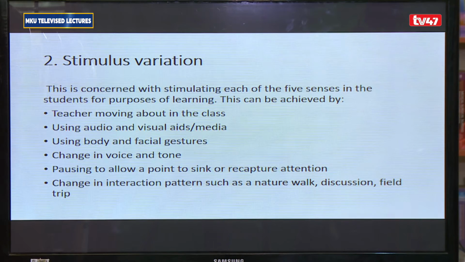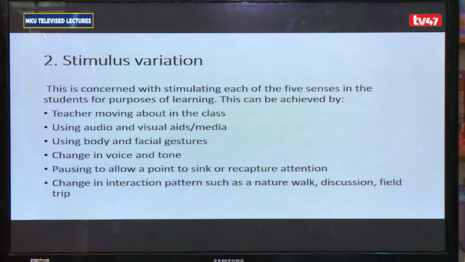Body language, we are told, speaks sometimes louder than words. So when you are in the lower classes, you are talking about the sun rising in the east, then you point in the east direction. It sets in the west, you point in the west direction. When you are explaining in a language class something about attire, then you can have the examples of attire, a hat, a tie, a shoe, and so on. So you can use audio and visual aids to contribute to this stimulus variation. You can also use the body and facial gestures.